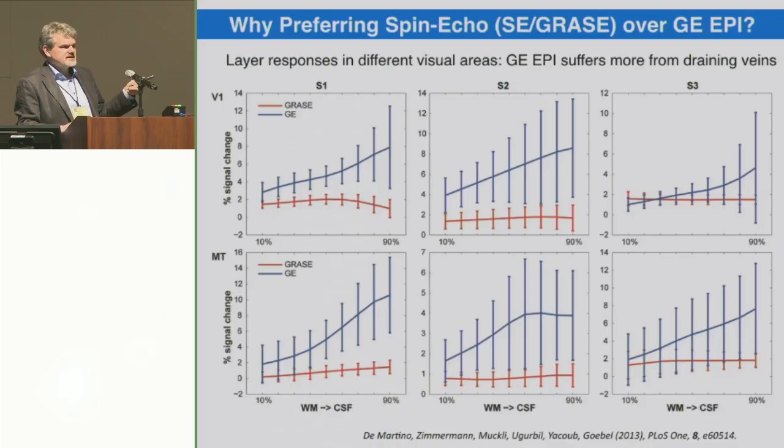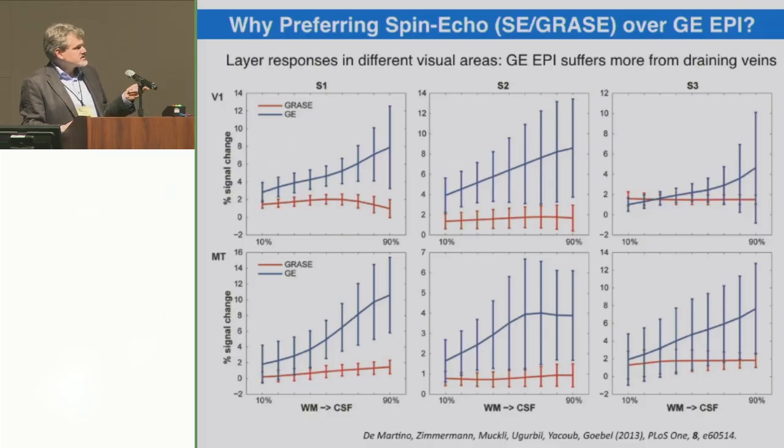And the reason is that in these upper layers are the draining veins, which basically diffuse the information and deteriorate it. So when we use this GRASE sequence, which is a more spin echo weighted sequence, we see that we can sample also the upper layers, some supragranular layers, without getting these blurring effects from the draining veins like from the gradient echo sequence.